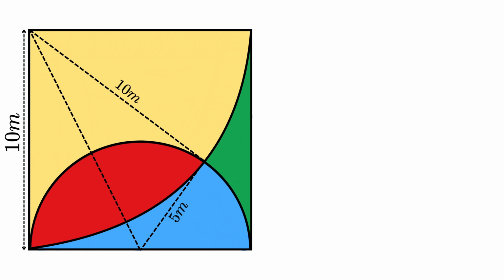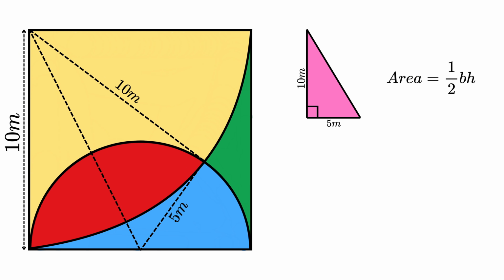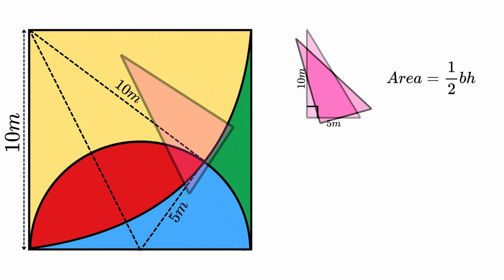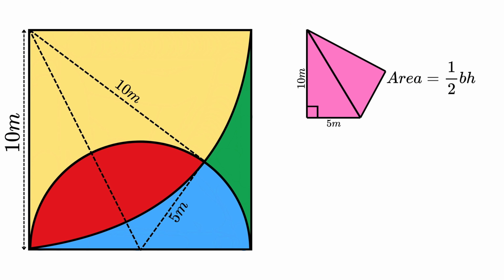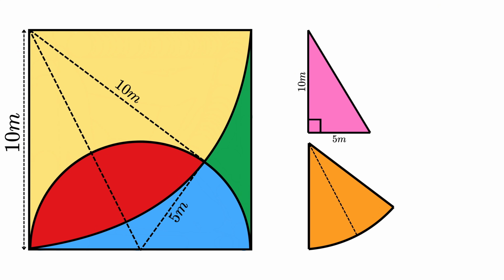Next, we can draw a line from the midpoint of the semicircle to the midpoint of the quarter circle, and we have now created a triangle which we can pull out. It has a right angle, and we know two of its lengths, so we can say that its area is equal to half its base times height, and we can multiply it by 2 to get the area for both the triangles.